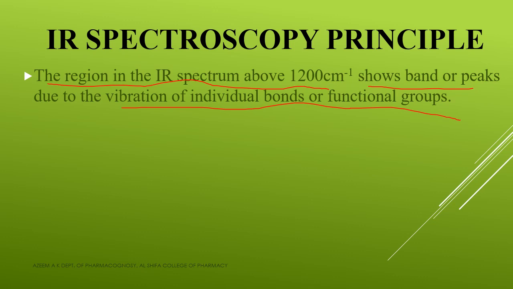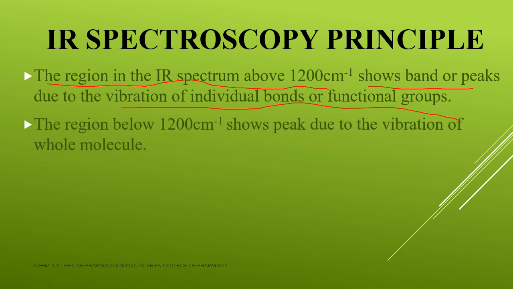It is not because the molecule is vibrating as a whole. So why does the peak in this region, the region above 1200 centimeter inverse, appear? It is due to the vibration of individual bonds or functional groups. Clear? And the region below 1200 centimeter inverse will be showing the peak due to the vibration of the entire molecule or the whole molecule.